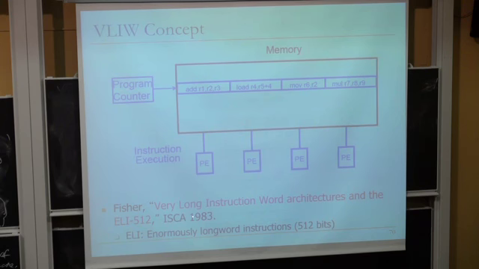So this was introduced by Josh Fisher in the seminal paper, which I would recommend you to read. And he also talks about how you could compile into this architecture, which we're not going to get into. You can take 740 for that. So at the time, he called it the enormously long word instructions. That was the ELI 512 machine that he designed. Instructions were 512 bits, basically.